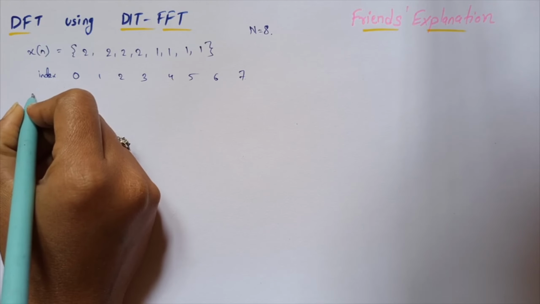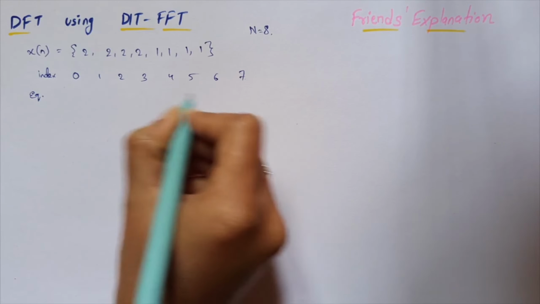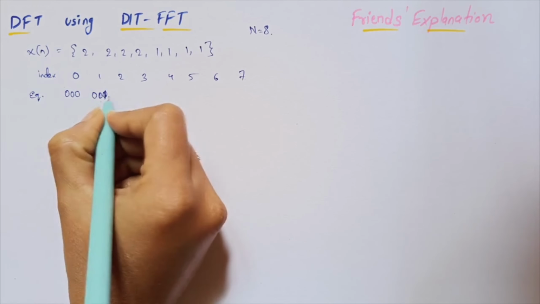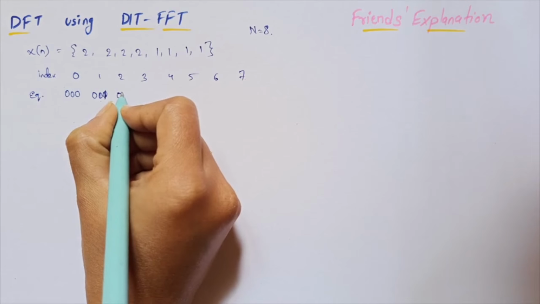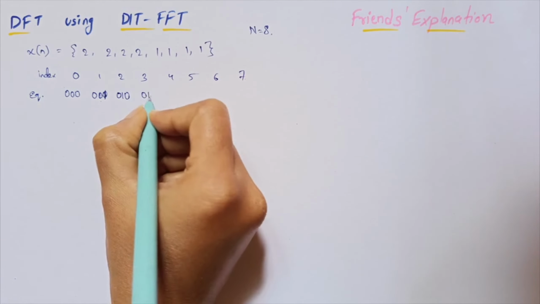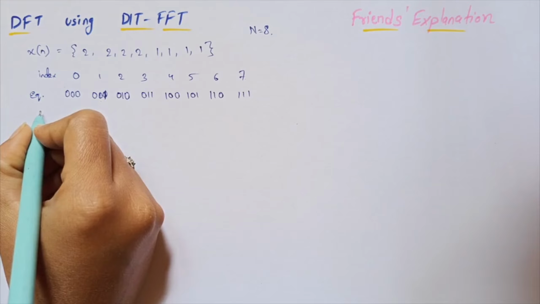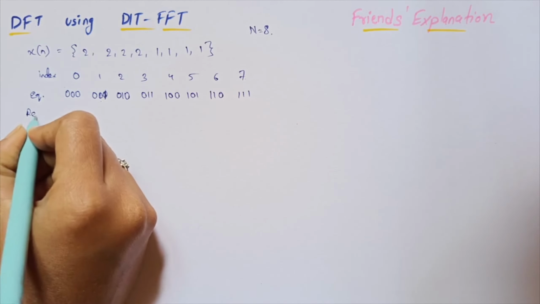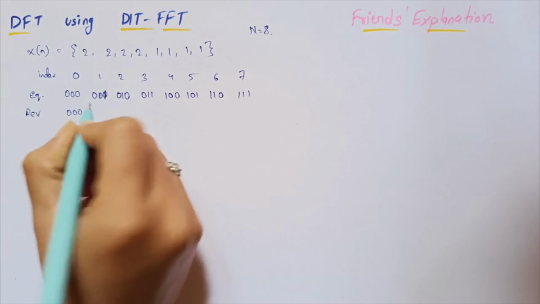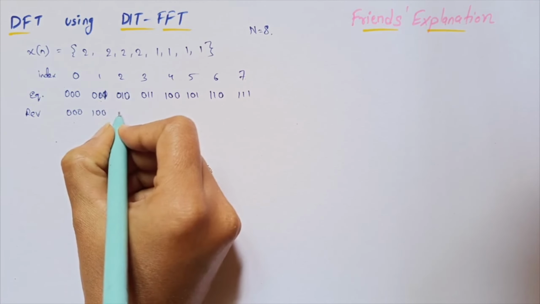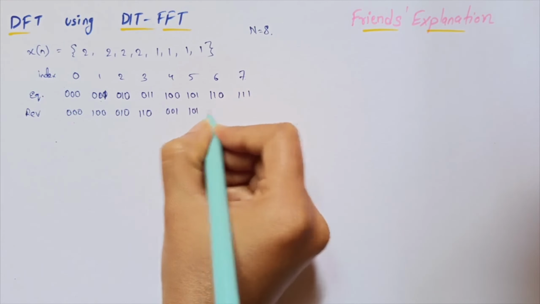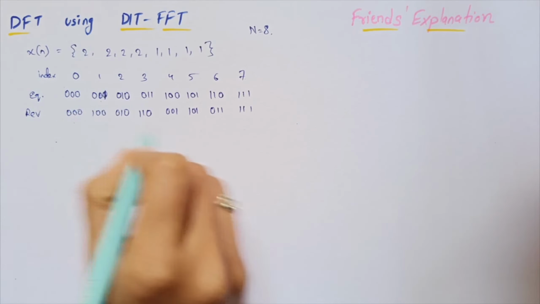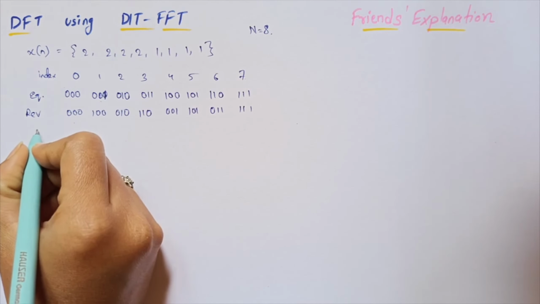Now we will write the equivalent of all these numbers in binary form, and we will write it in 3 digits. It will be 0 0 0, 0 0 1, and again here we have 0 1 0, 0 1 1, and so on. Now what we will do is we will do the reverse of all of these digits. So we will take reverse. So for zeros it will be the same. For 1 it will be 100. For 7 it will be the same. Now we will write the decimal value of all these binary numbers.